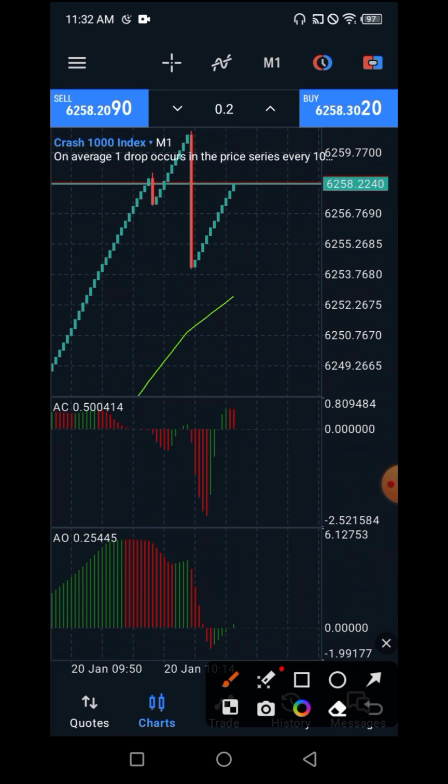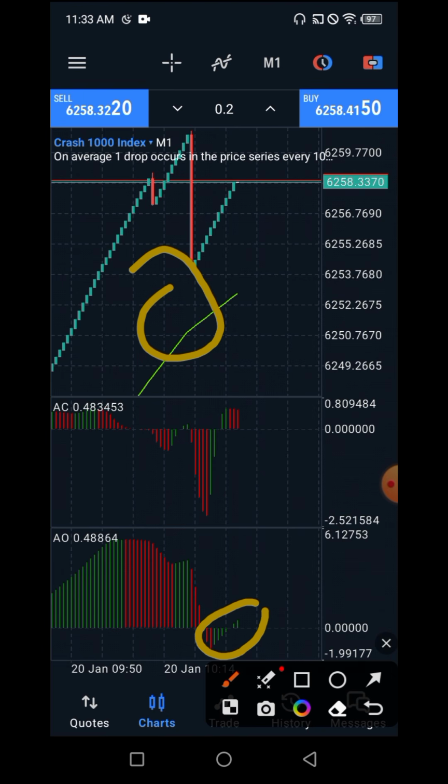You now come down here and look at your awesome oscillator. If it is also green, you enter your trade. You pick 5 candlesticks from there. Make sure the 2 are green. If both are showing green in the uptrend like this, our requirement is met. So you enter, pick your 5 candlesticks successfully, and leave the market.